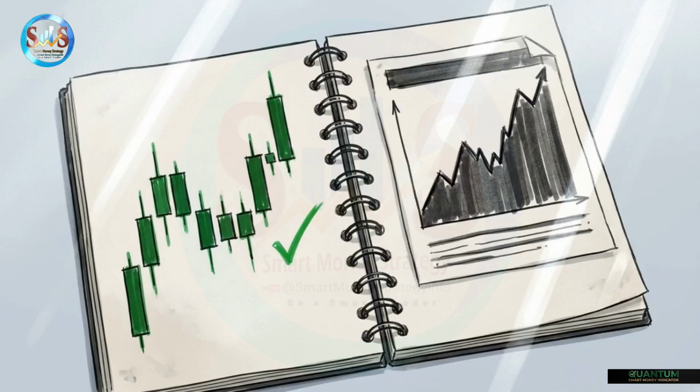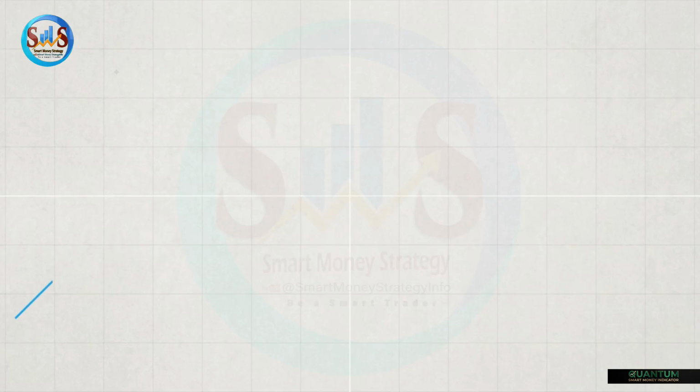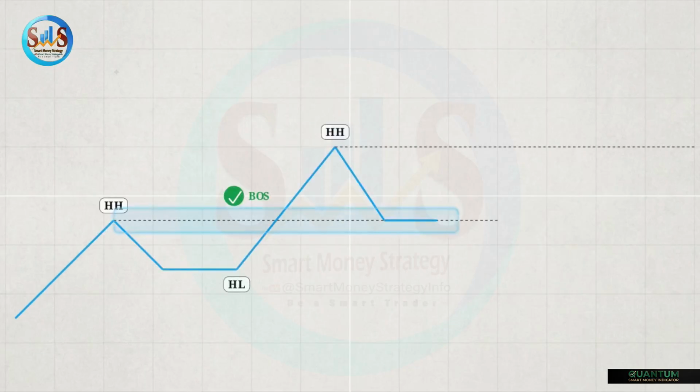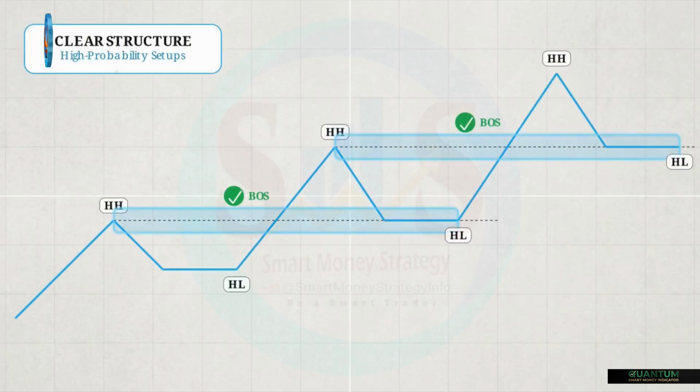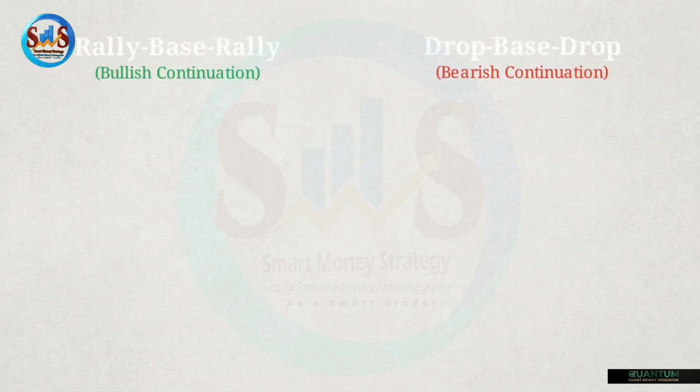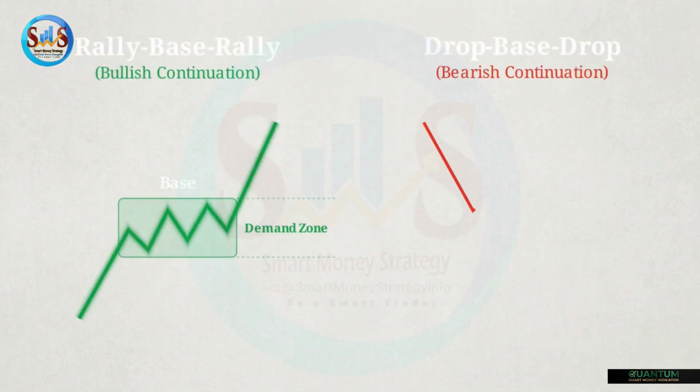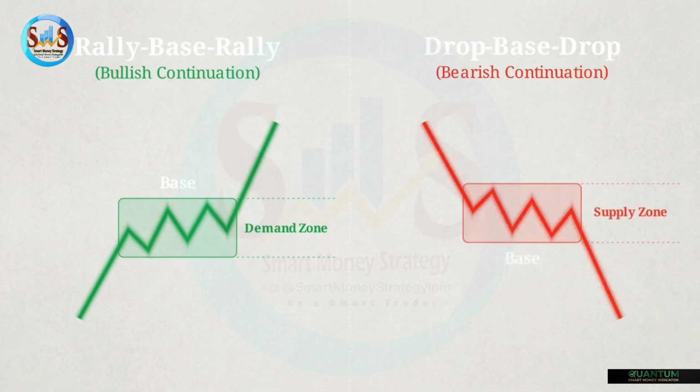You don't need to predict a reversal to be profitable. Entering during a proven, ongoing trend offers a clear structure for high-probability setups. To find these continuation setups, we look for two specific footprints: the rally-base-rally on the long side and the drop-base-drop on the short side.